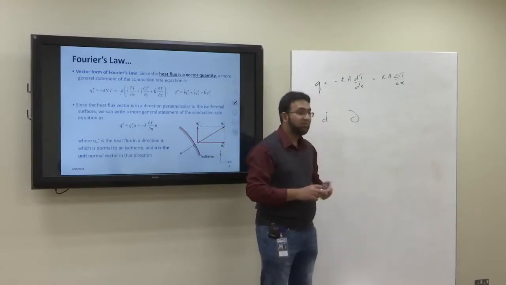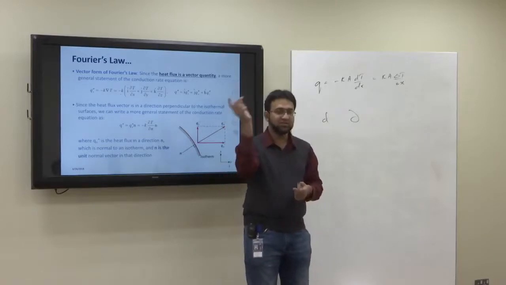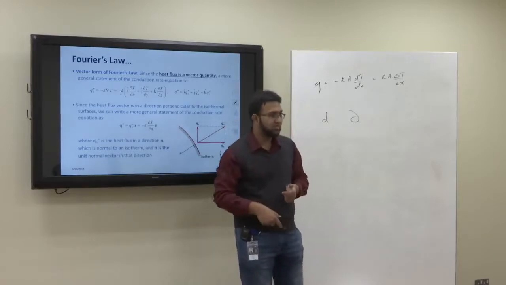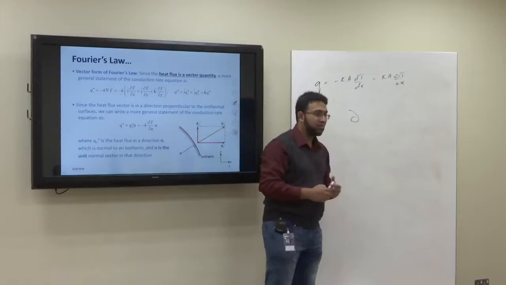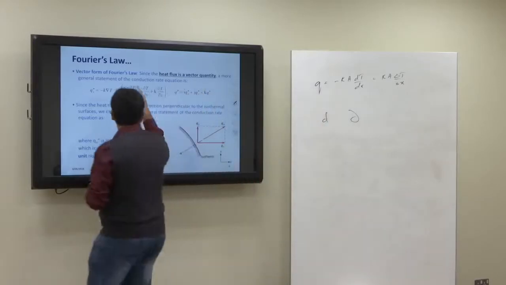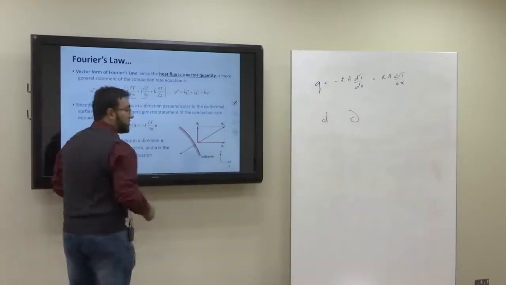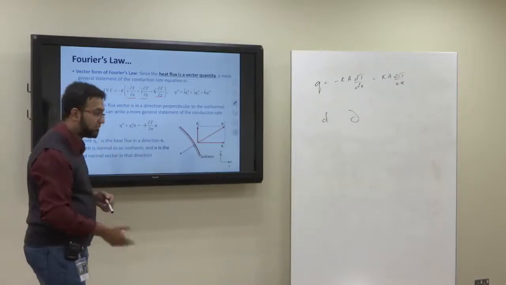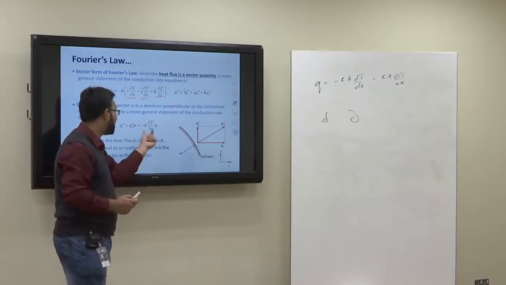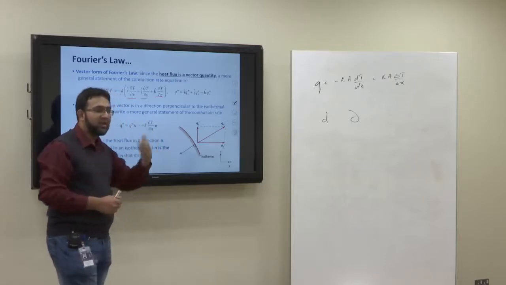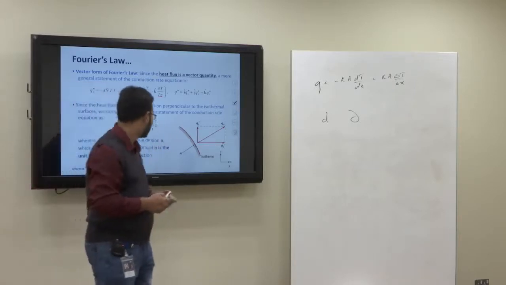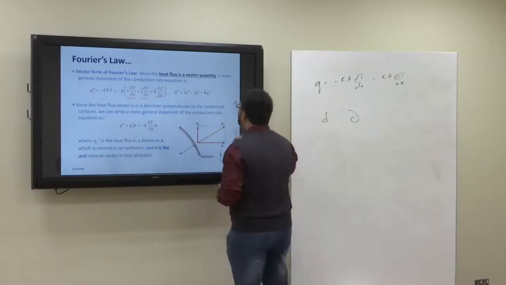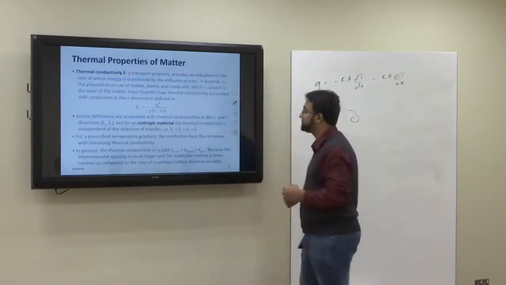If it is varying with more than one thing, also varying with x, also with y, also with z, then we have to write dou. Since T here is varying with x, y, and z, we write dou T by dou x, dou T by dou y, dou T by dou z. Or in a more generalized form, we can write dou T by dou n, where n could be x, y, z, depending upon the direction. That's the vector format.